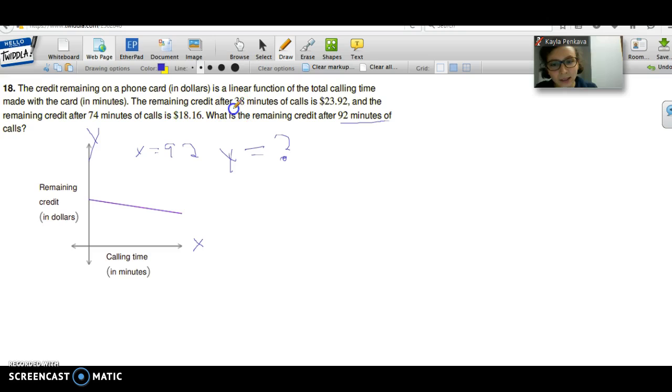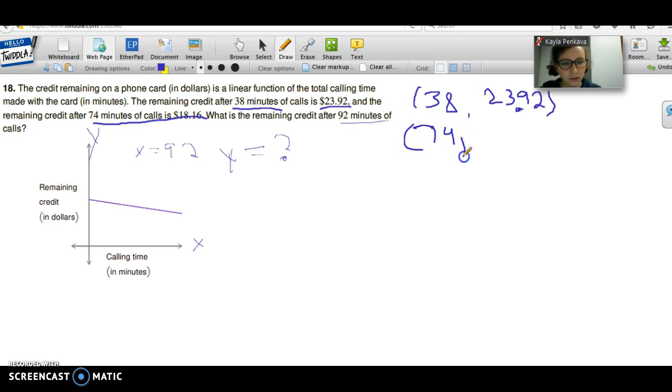So what we're going to do is now look at what we're given. We're given that when the call is 38 minutes long, you have left $23.92. So you have the point (38, 23.92). And now you're also given another point here, because it says after 74 minutes of the call, the remaining credit is $18.16. So you have another point, (74, 18.16).